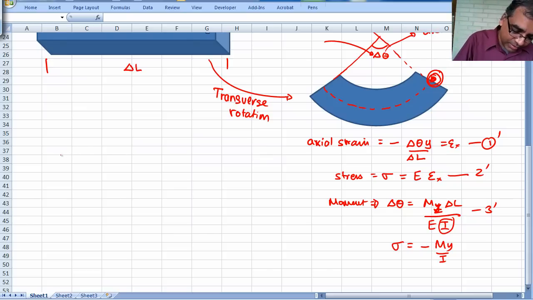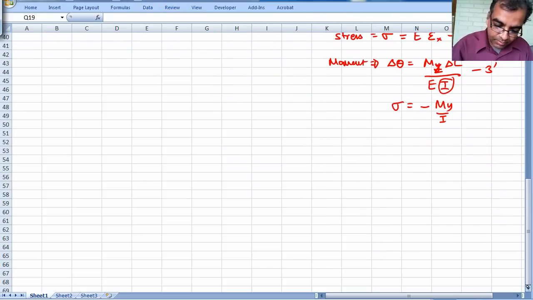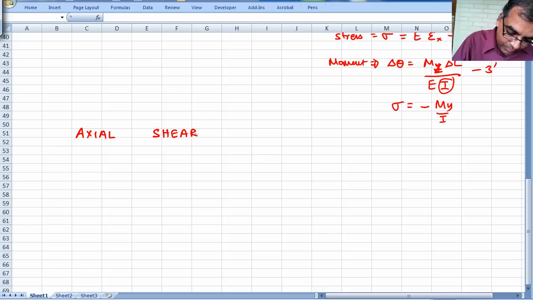Okay. So I'm going to write this here. Torsion. So the measure is, so let's write all three of them so that we can see all three. So I'm going to write this down here because this is important for you to see the parallel. So we got axial, shear, torsion, bending.